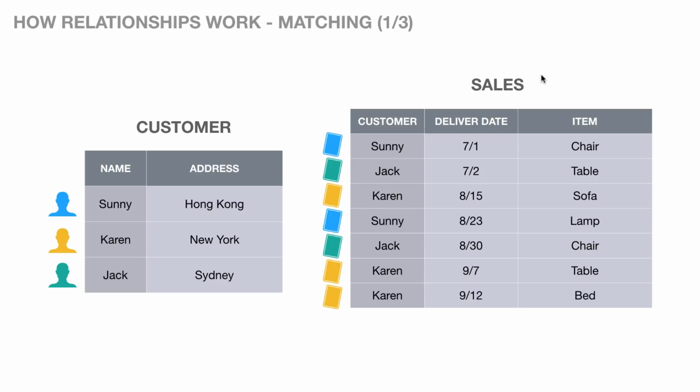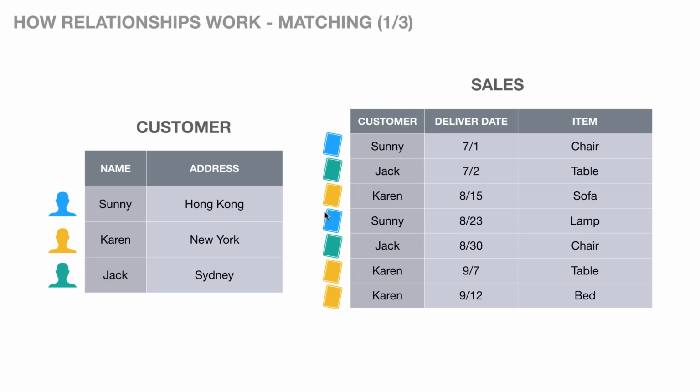Using the example that we had just now, I have created a scenario that resembles what I just explained. On the left side here, we have a customer table with the customer name and the address. On the right side here, we have the sales table with which customer bought which item on which date. And I've also left the color code here for you to understand more easily. So Sunny has bought a chair and a lamp. The way the computer knows the relationship is by matching.